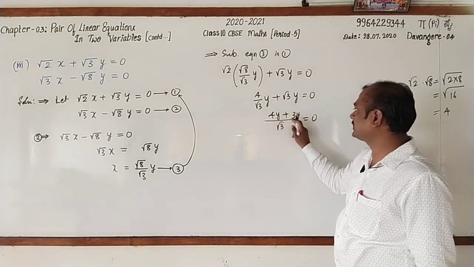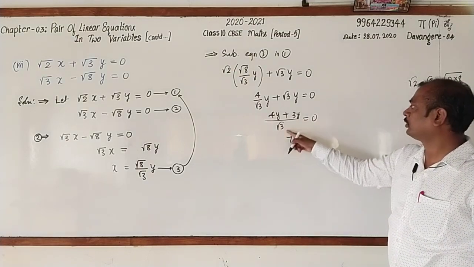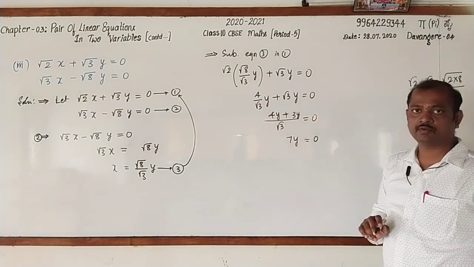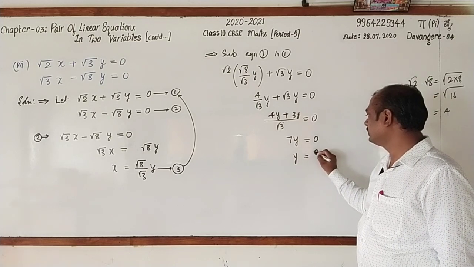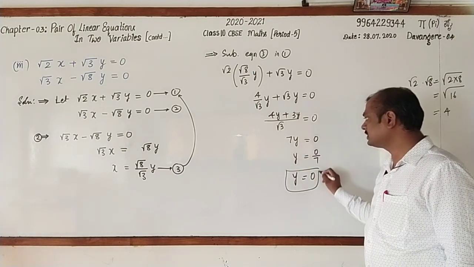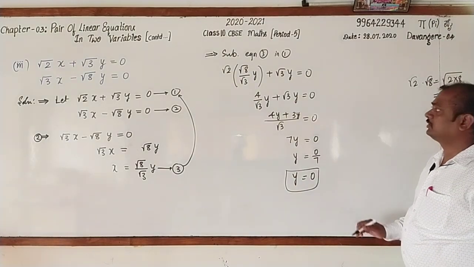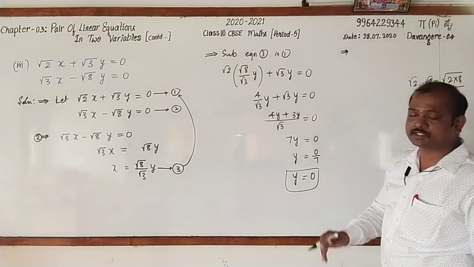Then what is 4y plus 3y? 7y. Then cross multiply root 3. Root 3 into 0 is 0. Then y is equal to 0 by 7. What is 0 by 7? This is 0. Clear? So y is 0. What is the further step?